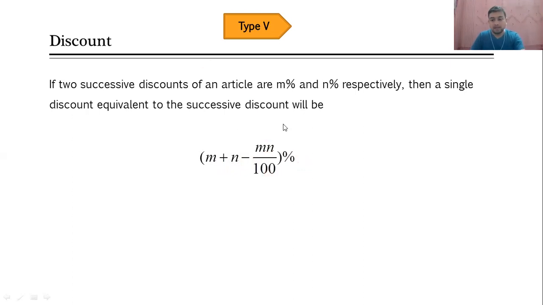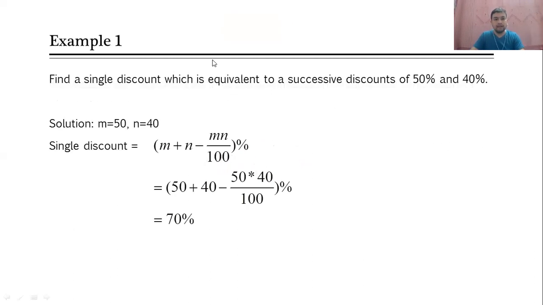Okay, see the problem so that this case will be clear to you. Find a single discount which is equivalent to successive discounts of 50% and 40%. See, I have told you, it is not the case that if there is an article of 100 rupees and there are two discounts, 50 and 40%, that object will cost you rupees 10. 50 plus 40 is 90%, so 90% of 100, so approximately 10, but that won't happen.